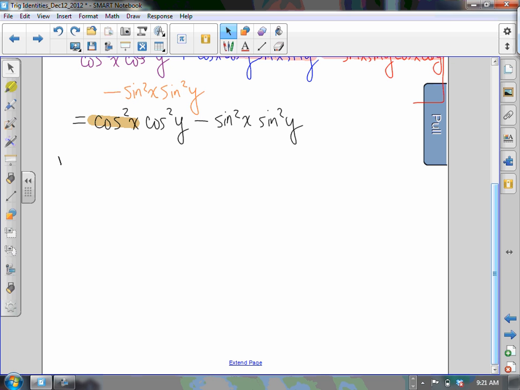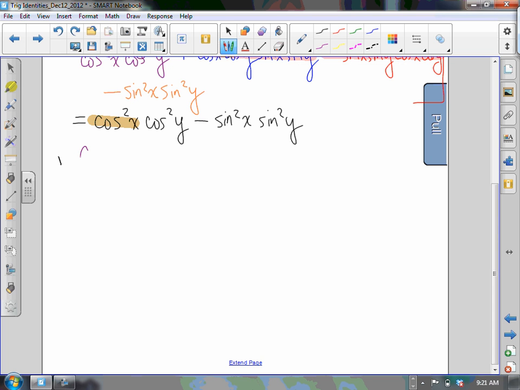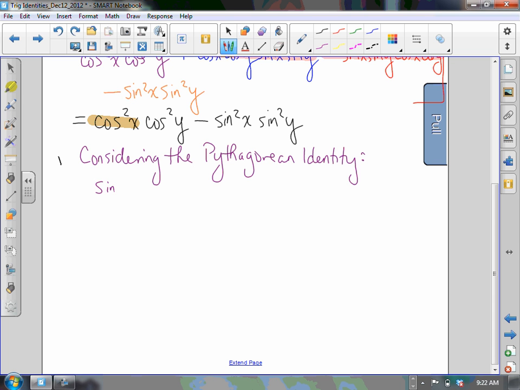Okay, I'm just going to extend the page a little bit. And let's consider the Pythagorean identity. Recall the Pythagorean identity. And we'll just go very general here. We'll just say that sine squared a plus cos squared a equals 1.